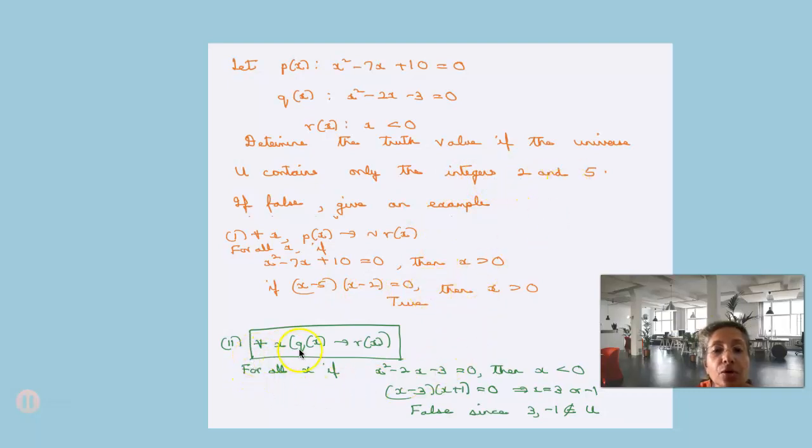The next question, for all x, Qx implies Rx. That means for all x, if x squared minus 2x minus 3 equals 0, then x is less than 0. When you factorize this, you get x minus 3 into x plus 1 equals 0. So x is 3 or minus 1. So this is false since 3 and minus 1 do not belong to U.